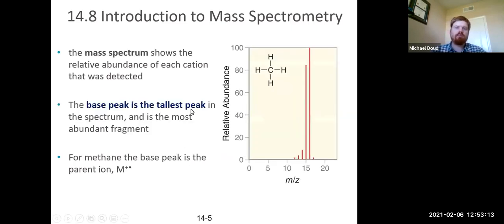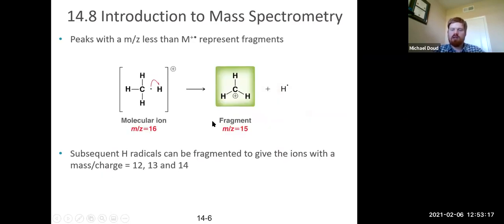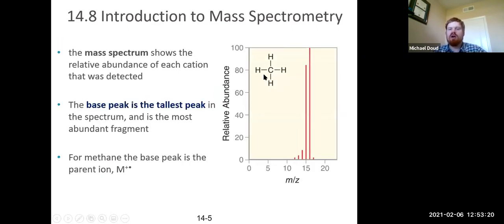Okay. All right, and so the way that a mass spectrum looks, this is a very basic mass spectrum here. It's just methane's mass spectrum. And what we notice right away is we have the base peak. That's going to be the tallest peak. That shows up at 16 mass to charge ratio.